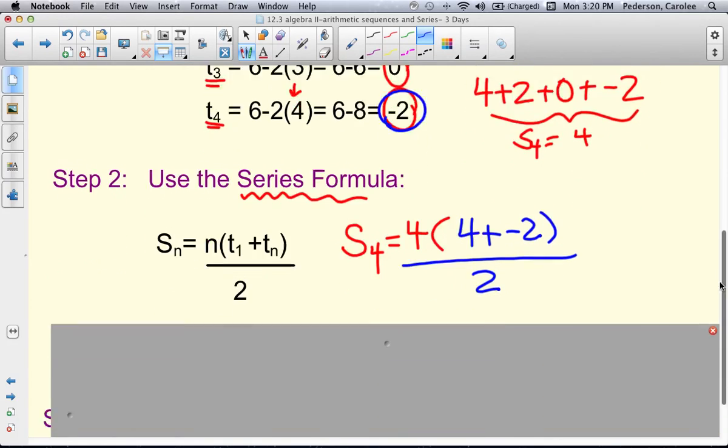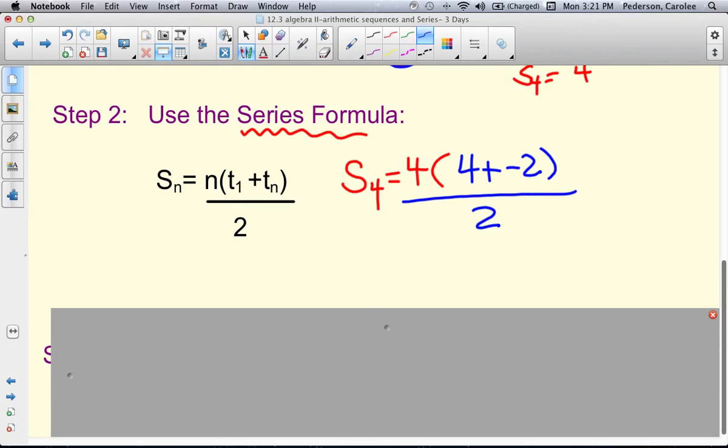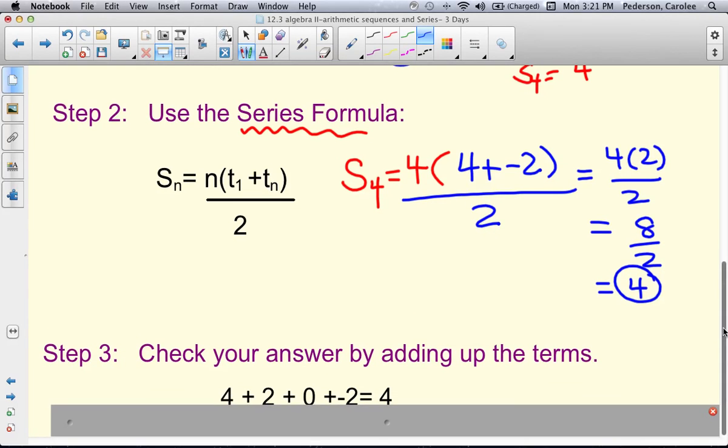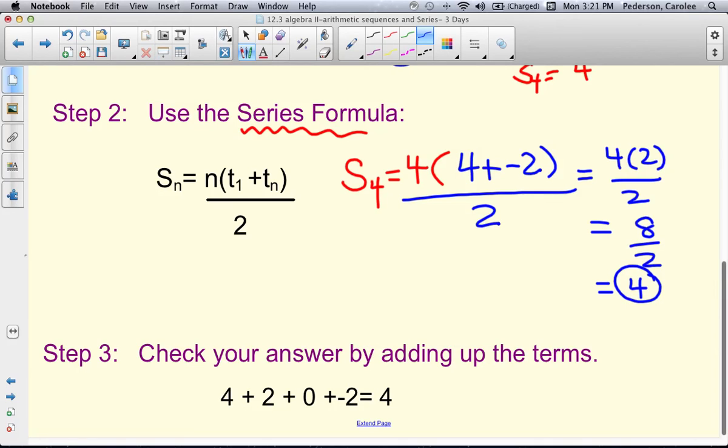And now we just simplify this fraction. So 4 plus negative 2 in that parentheses gives us 2. 4 times 2 is 8. And then 8 over 2 is 4. So the sum of those 4 terms is 4. Again, you can check your solutions by adding them up. 4 plus 2 plus 0 plus negative 2 is 4.